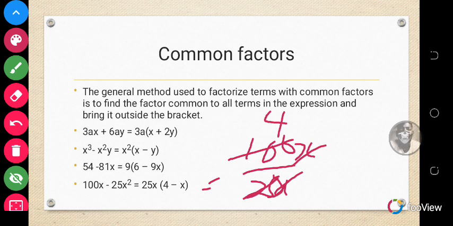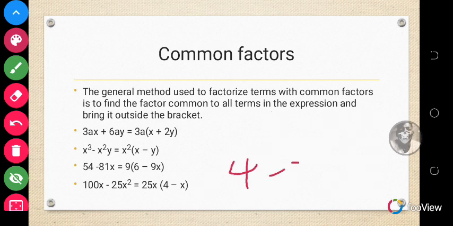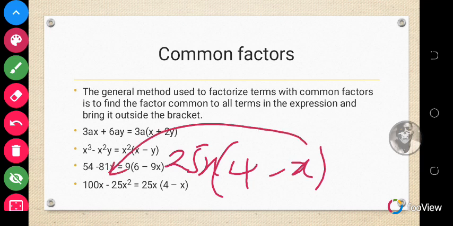4. Okay, and then 25x squared over 25, what will happen? 25 will go here 1, sorry, this is x. 25 will go here 1, 25 will go here 1, x will go here 1, x will go here 1, so it will actually be left with 1x right here, and that is why we have 4 minus x. So that's why we have the 4 minus x with the common term 25x outside. So when you multiply this, you are going to get back to this.